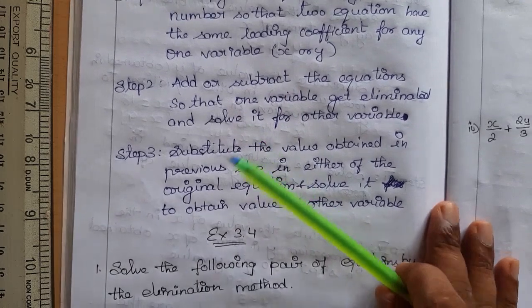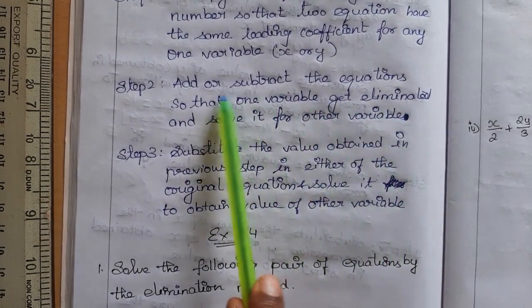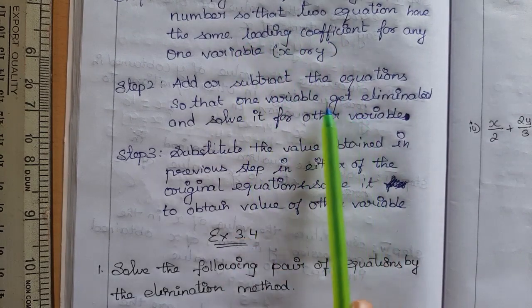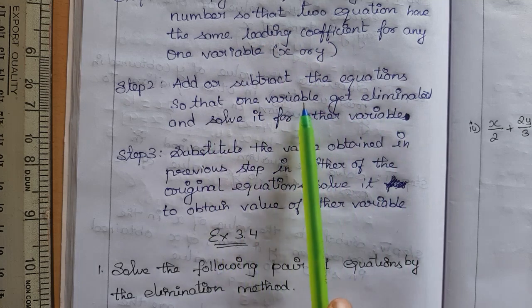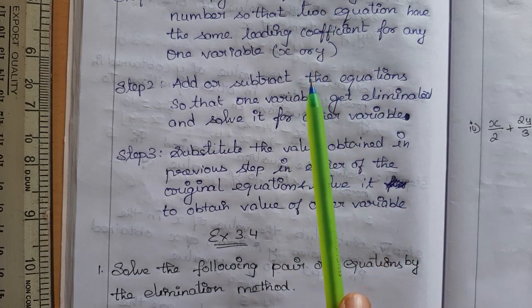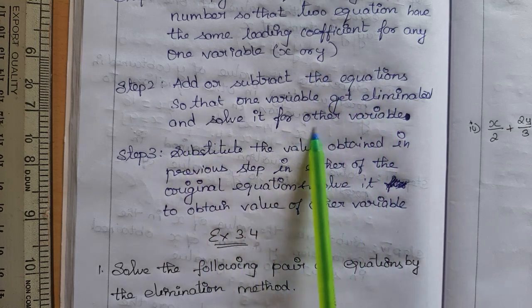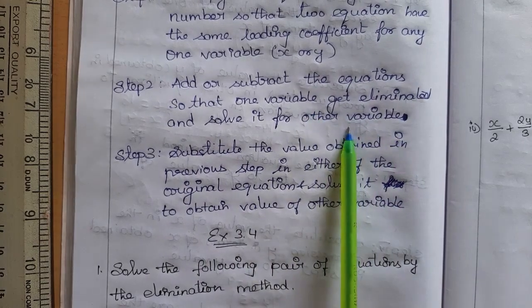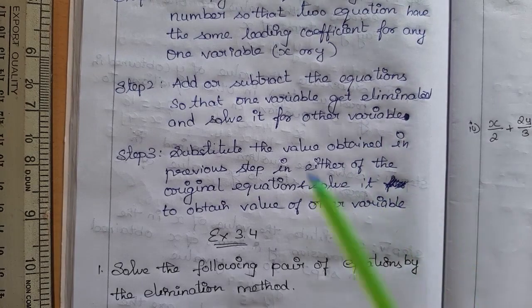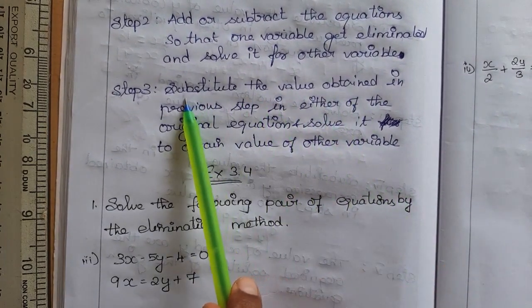The second step is to add or subtract the equations so that one variable gets eliminated. If you add or subtract, because the coefficients are the same by multiplying the number, that variable will get eliminated. If the x coefficients are the same, then x will get eliminated, or if y, then y will get eliminated, and solve it for the other variable. If x is eliminated, solve it for the y variable, then you will get a y value.